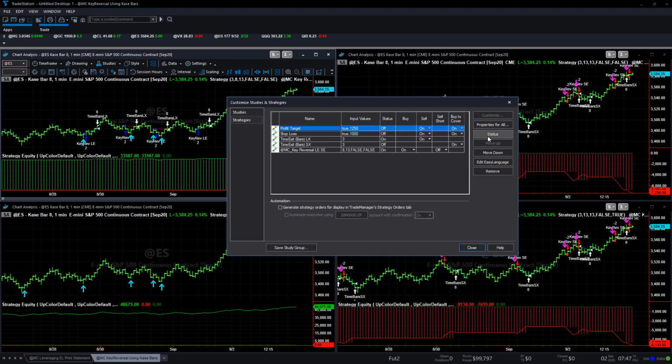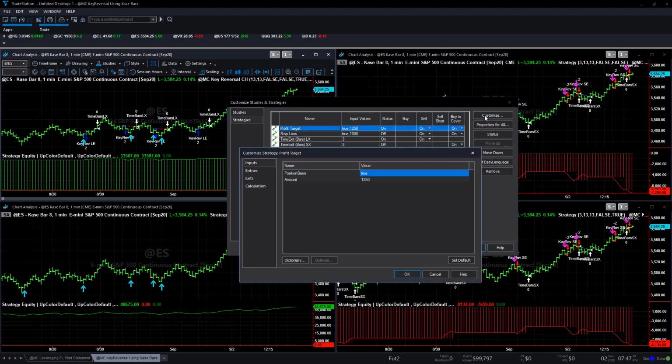I have to turn it on in order to get to the inputs. Now I can click customize. And so position basis true means that in this case, the profit target amount, if it's the stop loss, it's the stop loss amount, is set in dollars for the entire position regardless of the trade size. So whether I'm trading 1 contract or 5 contracts, once this strategy hits $1,250 in profit for the entire position, it's going to exit me. Now if I set this to false, it changes the behavior of the profit target. Now it is simply looking at the amount for 1 contract. So what is the dollar amount for 1 contract?